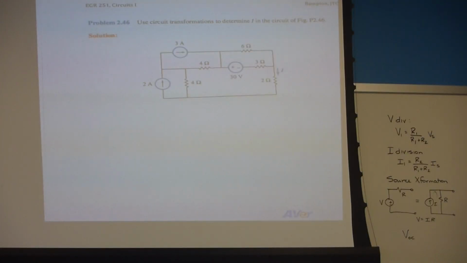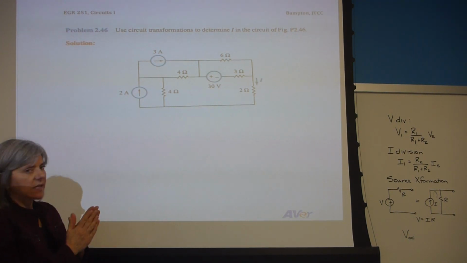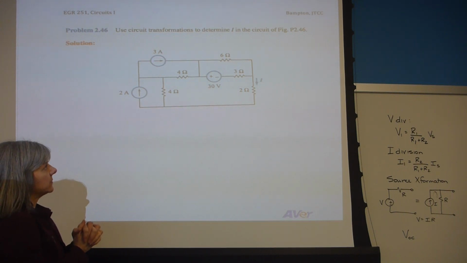All right, so let's look at another one. Here's another source transformation problem. And this is one where we're going to need to think carefully about the nodes to make sure that we understand what nodes are which. We need to identify what's in series and what's in parallel.